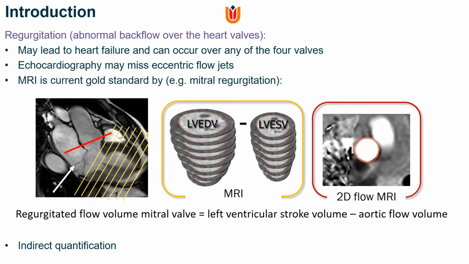So regurgitation is abnormal backflow over the heart valves and may lead to heart failure and can occur over any of the 4 valves. Echocardiography may miss eccentric flow jets, and MRI is the current gold standard by, for example for mitral regurgitation, subtracting the aortic flow measured by 2D flow MRI from the left ventricular stroke volume as calculated by standard CINE. However, this is an indirect calculation.